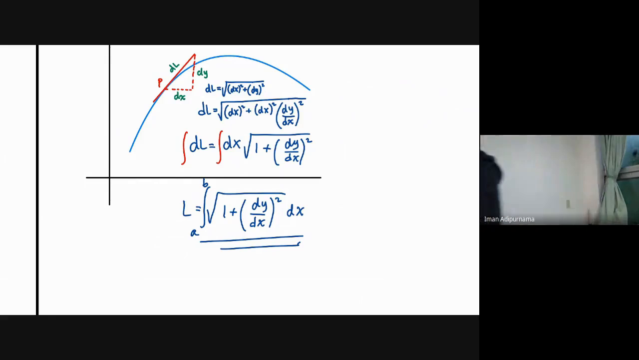Let's say this is AB. What you need to do is add up all the dL. Imagine you have dL, dL, dL, dL, and then you get this. If you have a basic formula, if you have a basic concept of calculus, you can go directly to this one.